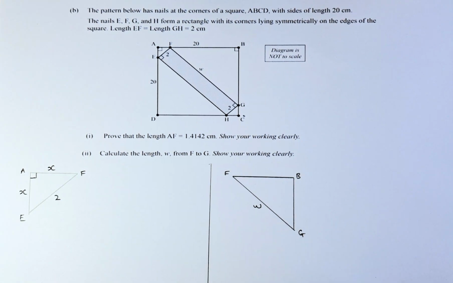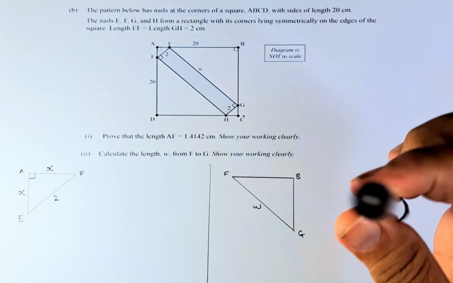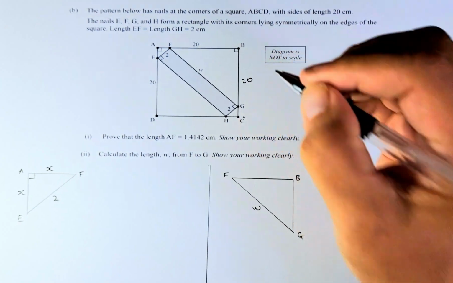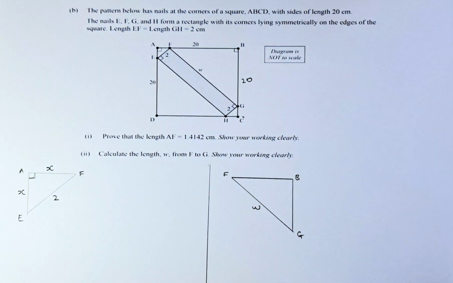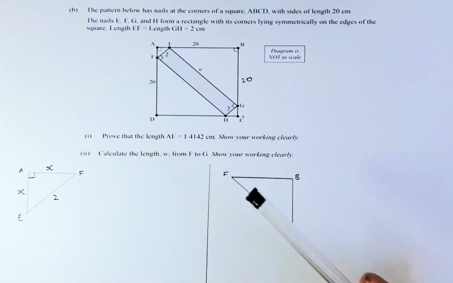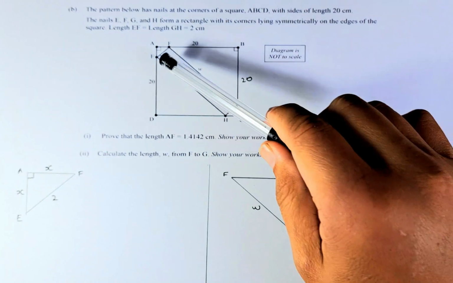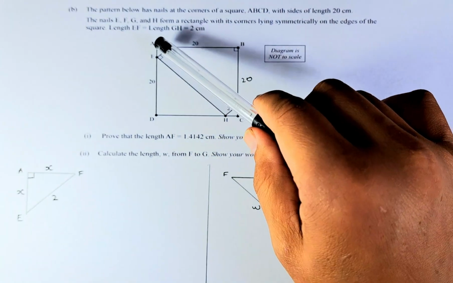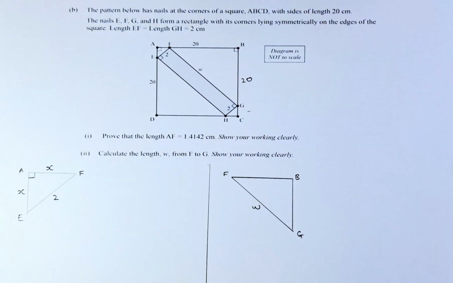The question is, the pattern below has nails at the corners of ABCD, with sides of length 20. So this is a square, 20 by 20. And the nails EFGH form a rectangle, with its corners lying symmetrically on the edges of the square. Everywhere is 90 degrees, and this is symmetrical, and this is 2, and this is 2, and AE and AF are the same length.